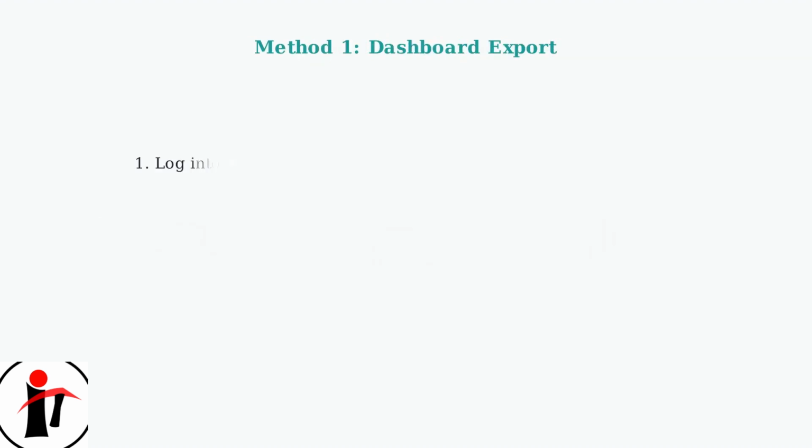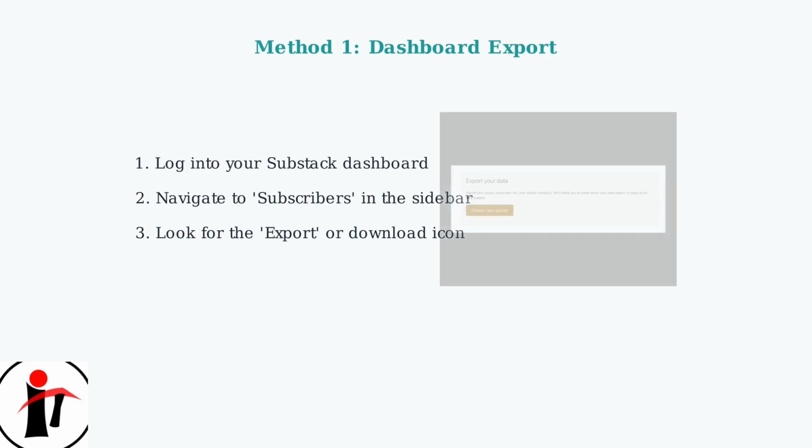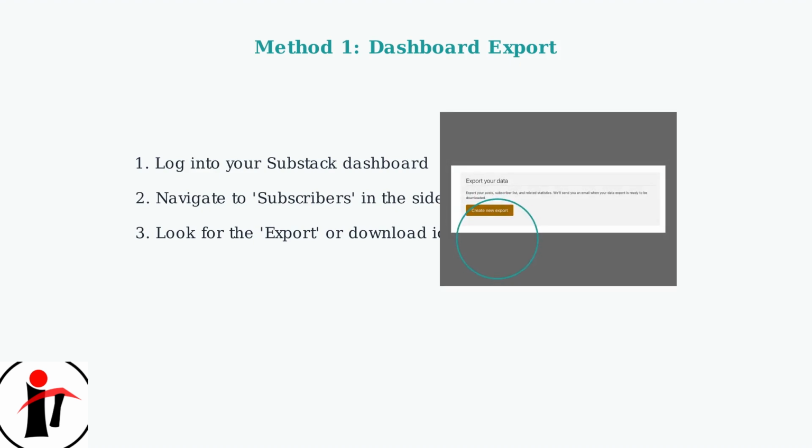The primary method is through your dashboard. First, log into your Substack account and navigate to the Subscribers section in the left sidebar. Look for the Export option, typically represented by a download icon. You'll see an interface like this with a Create New Export button.